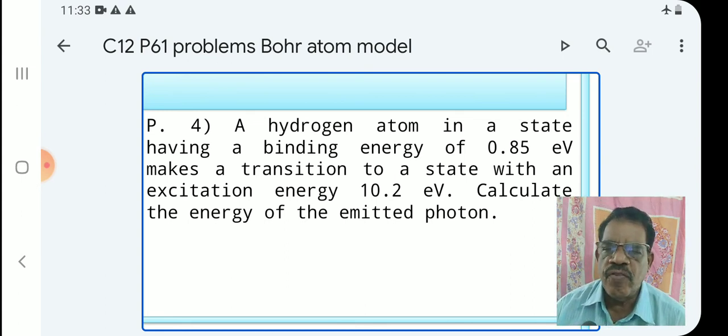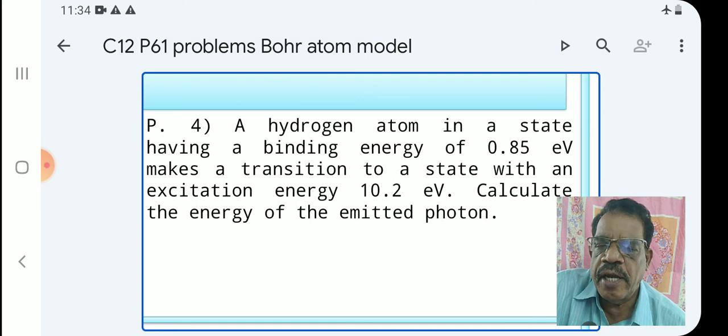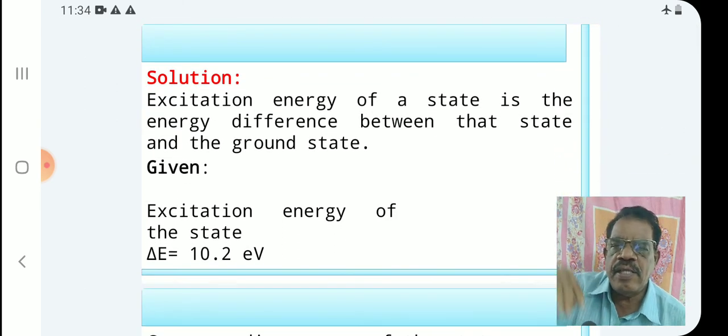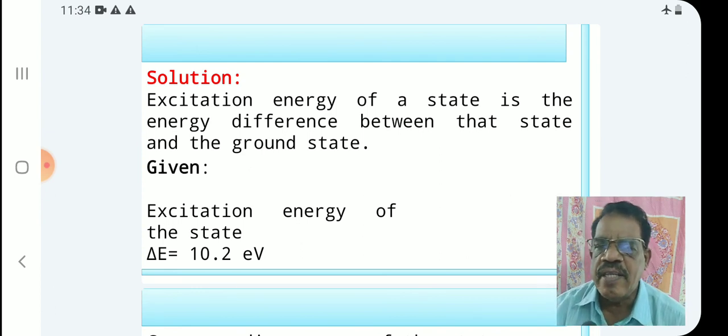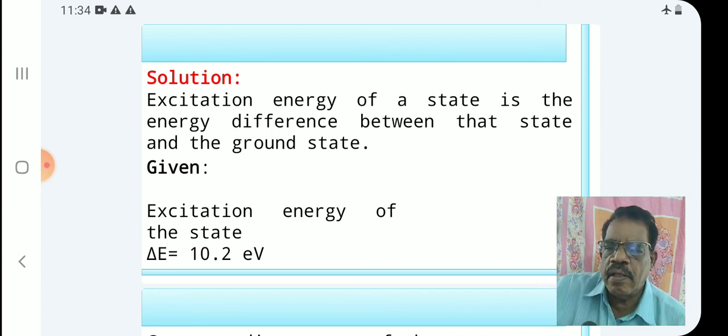So a transition to a state with an excitation energy 10.2 means it is the second level. For the third level it is -1.51, for the fourth it is -0.85. Now excitation from 0.85 to 10.2 means jumping from -0.85 to -3.4. The electron transition is from n = 4 to n = 2. Excitation energy of a state is the energy difference between that state and the ground state. If you don't know the definition of excitation energy, read this. Excitation energy of the state, delta E, is given as 10.2 eV.